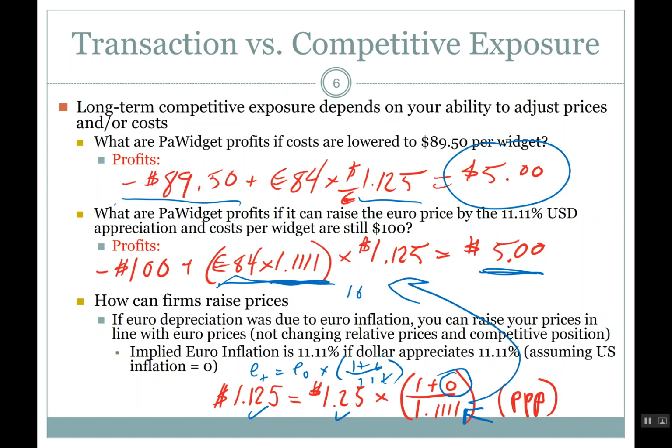But the assumption here is all prices in Europe went up by 11%. Exactly. Widgets, labor, everything. What's tricky, so this is kind of a good point, is there's inflation all over Europe by 11%, except for the widget industry, which decided to hold the line on prices. Then you're a little screwed. So it's a little more complicated, yeah.